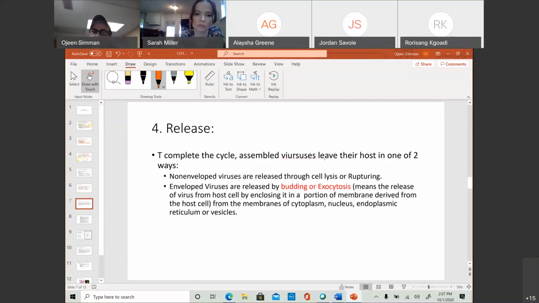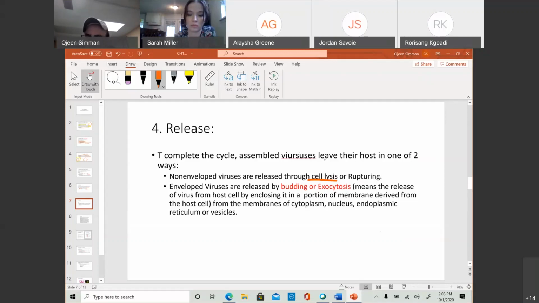The assembled viruses leave their host cell. They leave the host cell in one of two ways, okay? Naked viruses leave the host cell through cell lysis, okay? So that means that naked viruses kill the host cell immediately. They kill the host cell right away.